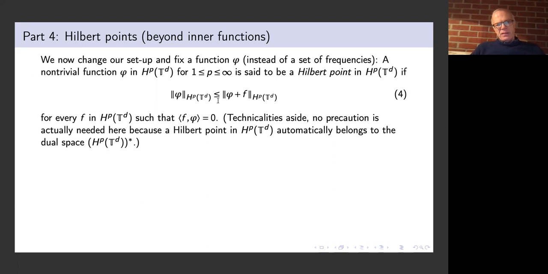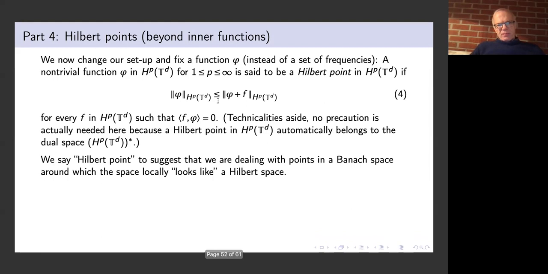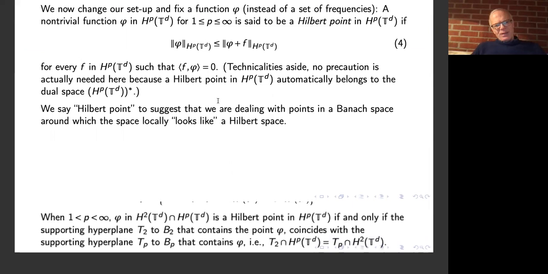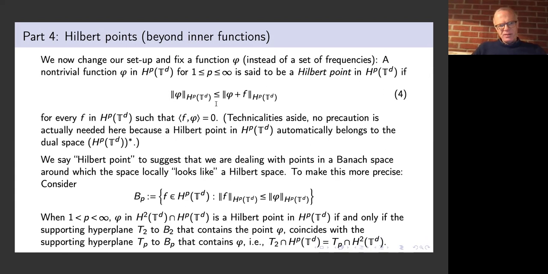And we use the term Hilbert point simply to suggest that we are dealing with points in the Banach space around which the space locally looks like a Hilbert space. So it suggests that we are in the Banach space, but locally the space looks like a Hilbert space, and you can make more sense of it. The definition itself suggests it. If you want, you can also make a Banach space geometric interpretation.